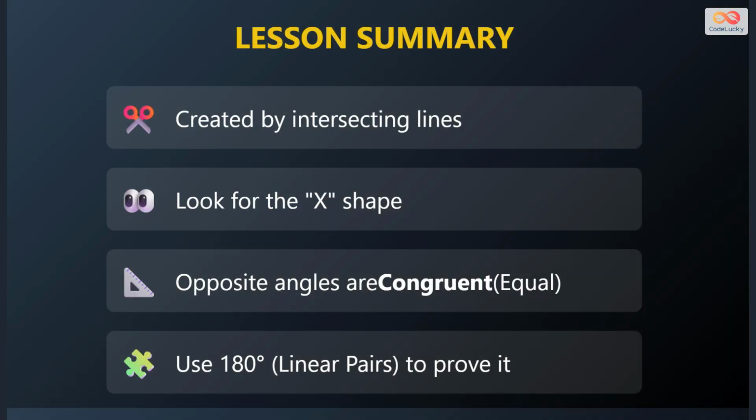To summarize, vertical angles are created by intersecting lines and look like an X. The opposite angles are always congruent or equal. And we proved this using the idea that angles on a straight line add up to 180 degrees.